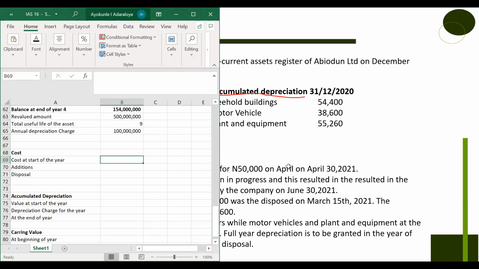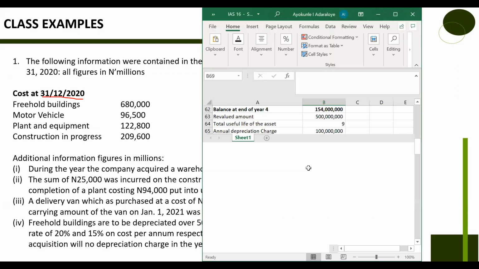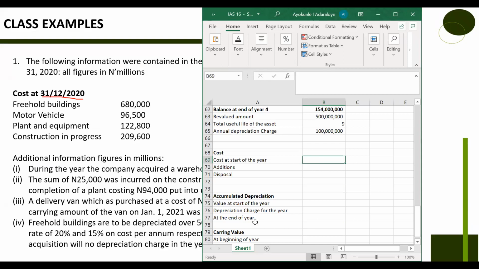Can you see my screen? And the Excel? Yes. Can you still see the Excel? Yes, sir. Okay.